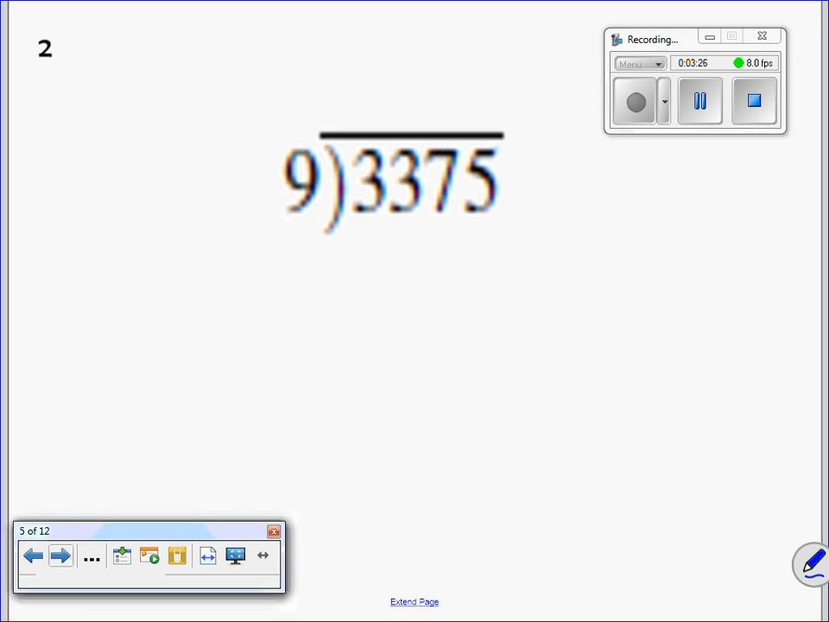Okay, right here. See, I have a 9. I want to see how many times 9 can go into 3,375. If I don't know my 9 facts, it's going to be a difficult problem. Do you kind of see where I'm going with this, kids?